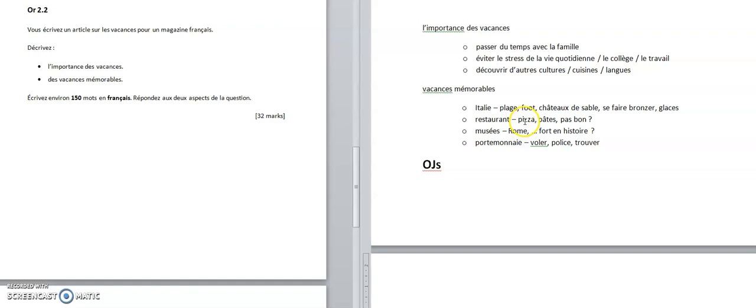And I'm starting to think, well, how could this be memorable? Be good if it was memorable. Maybe it was not good. Maybe there was something wrong at the restaurant. And of course, Italy's got plenty of museums, lots of history. Maybe I'm good at history. Maybe I could link it to me being successful at school in the future and bring a future tense in and link that to a different tense that way.